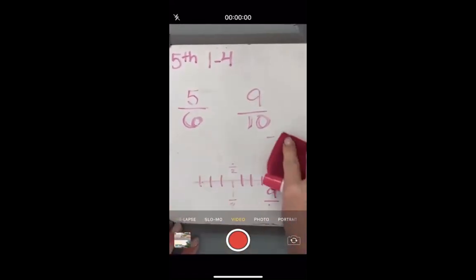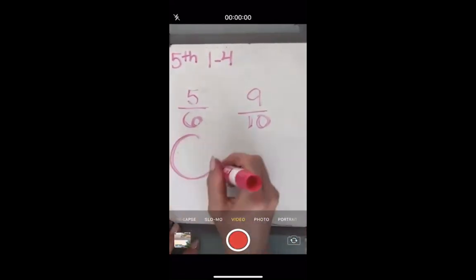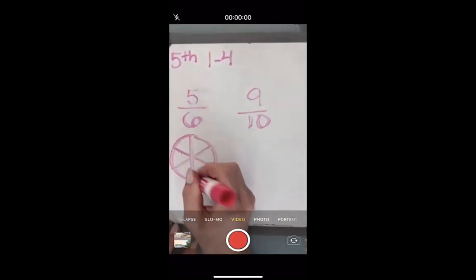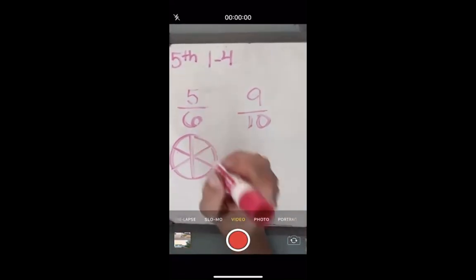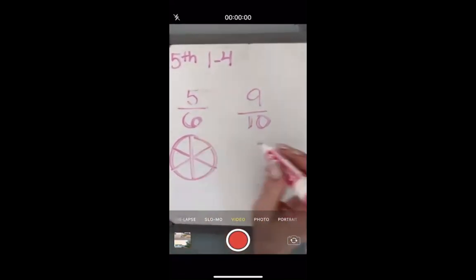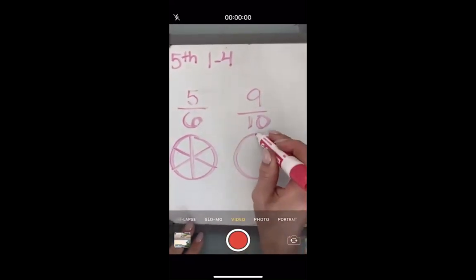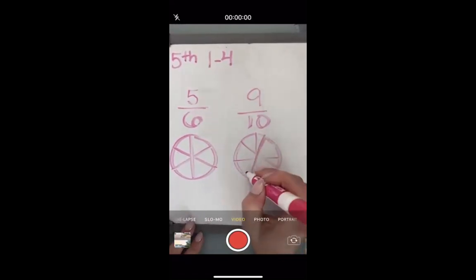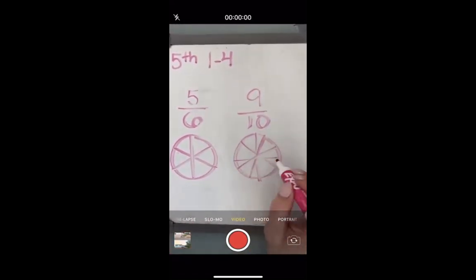And again, you can think about this with a pizza. If I split a pizza into 6ths, each piece is worth a little bit more. This piece is a little bit bigger than if I was to split it into 10ths. This one's tricky. 1, 2, 3. That's only 8ths. We'll go this way and this way. These pieces are a little bit smaller. Bear with me on my drawing here.